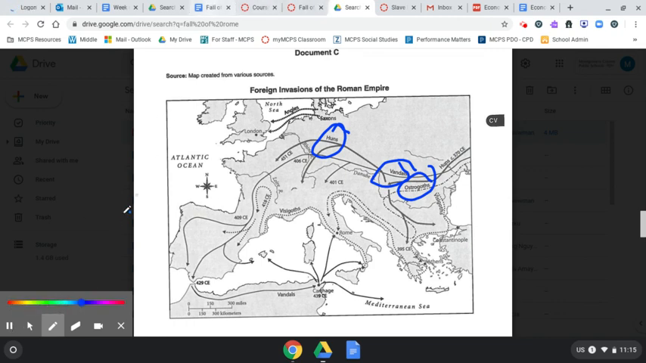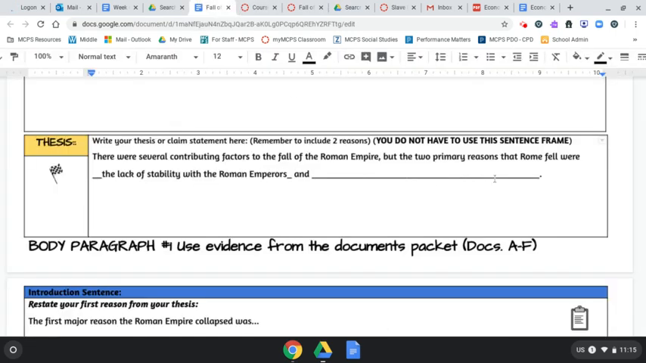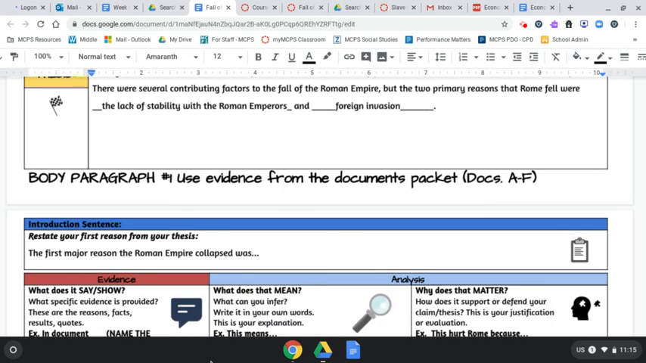So I'm going to go back to our organizer, and I'm going to write foreign invasion. Okay, so those are going to be my two reasons: lack of stability with Roman emperors and foreign invasion. And I will make sure to use direct evidence when I get to my body paragraphs, which is coming up next.